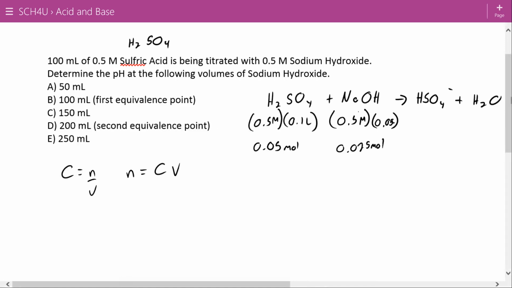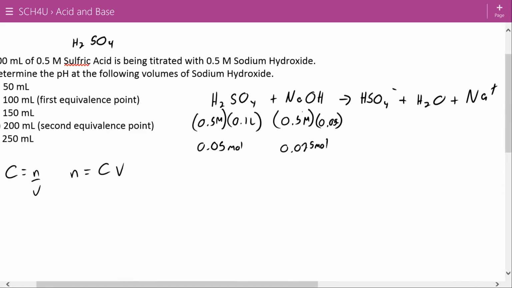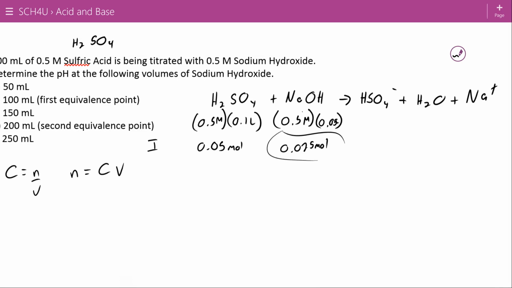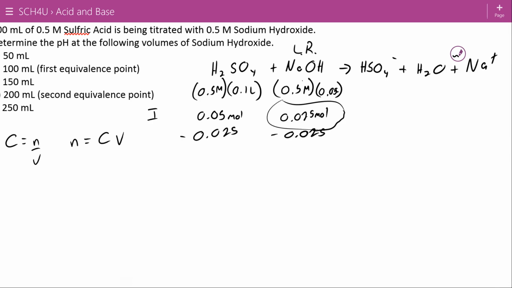So I've created a situation for A where the sulfuric acid is in excess. This is my initial number of moles. This is going to be my limiting reagent. And so what's going to happen here is that this is going to react away quantitatively until I'm left with none of this and 0.025 moles of H2SO4.